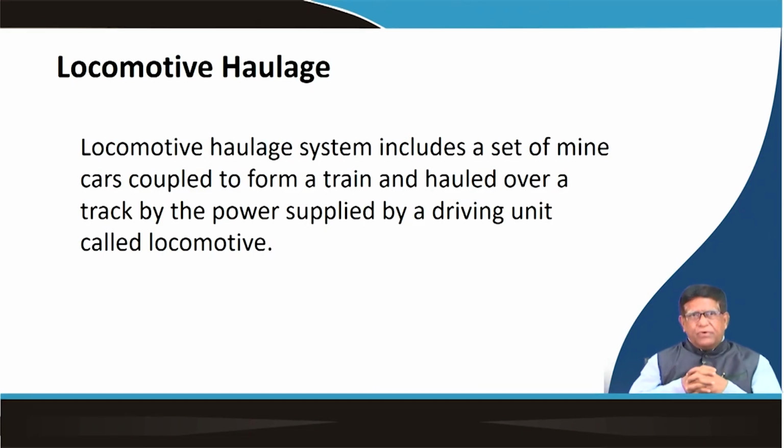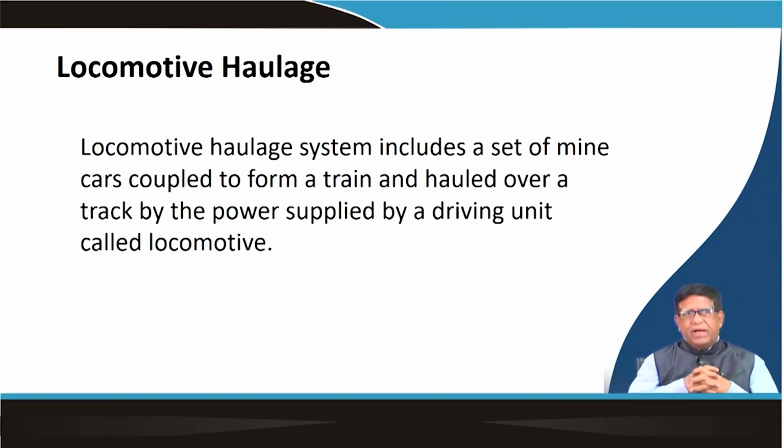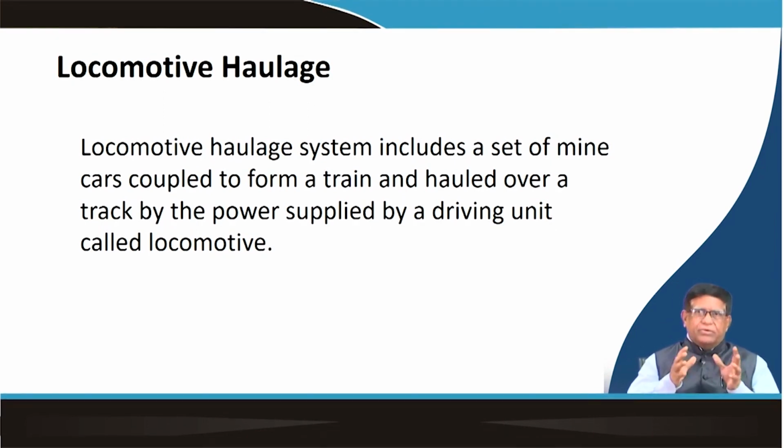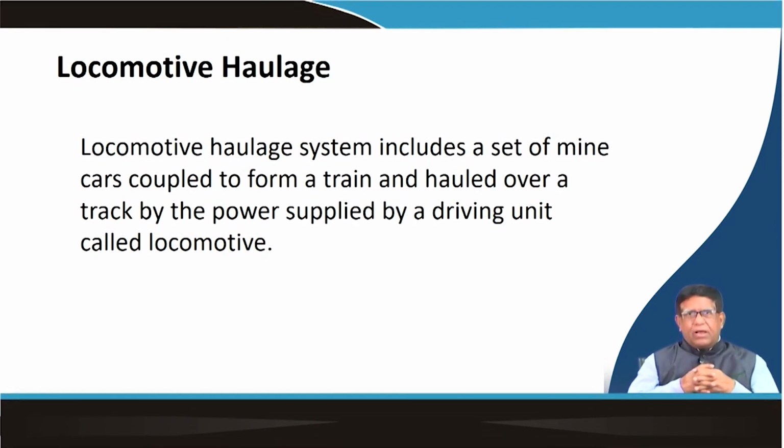A locomotive haulage system includes a set of mine cars coupled to form a train. Just like a train, you have seen there are a number of wagons or compartments in Indian Railway, coupled together. In the same way, in underground mines you have mine cars or mine tubs, which are normally on only 2 axles and 4 wheels. Those mine cars are coupled together, they form a train, and then it is hauled on a track.